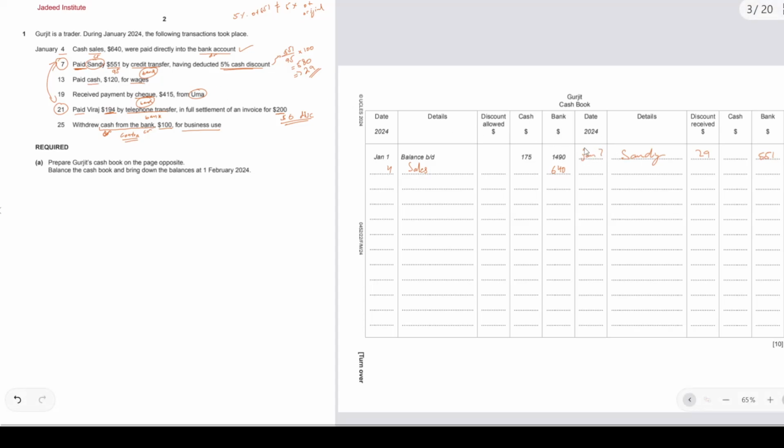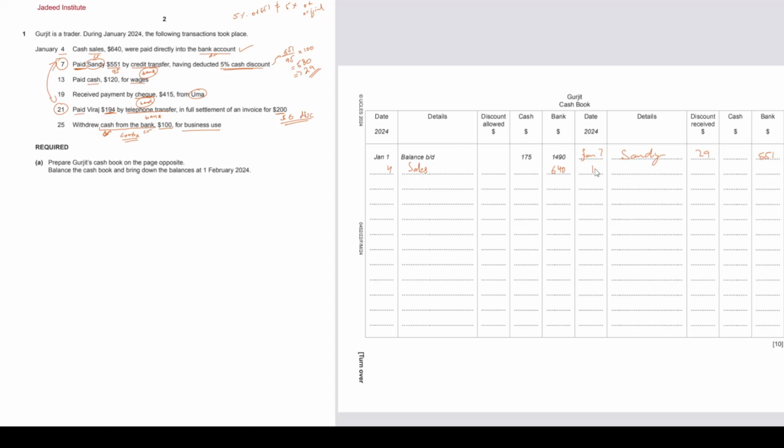7. Do we have to write 2024? No, because it's written above. So there's that heading, and then Jan, just write that once. Then you just have to write the dates from here on. That's it. Paid cash, $120 for wages.